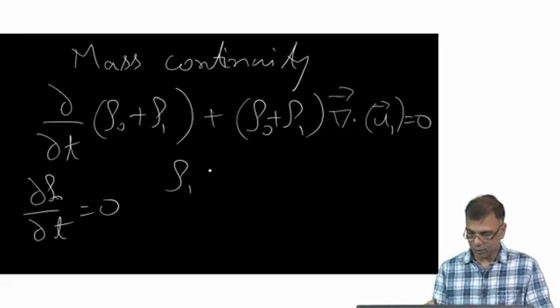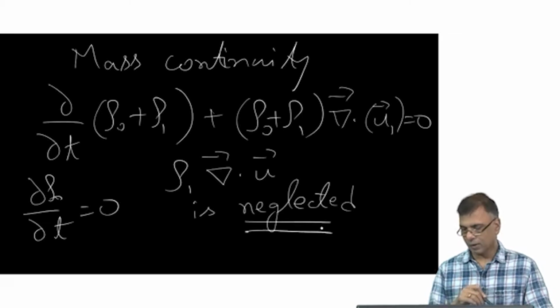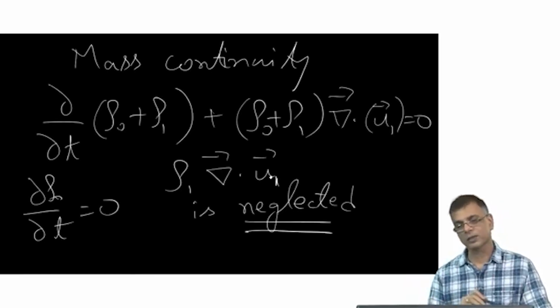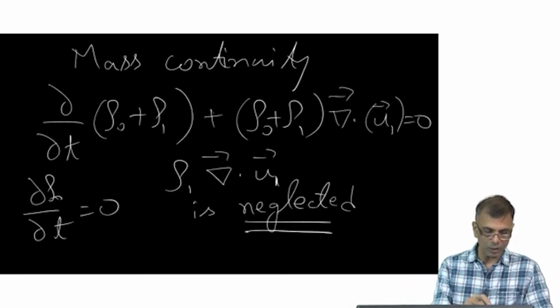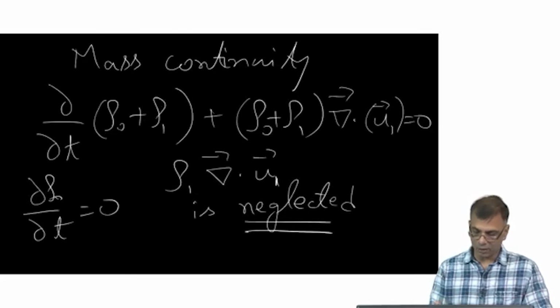And this quantity, rho 1 times u1, is neglected, because this involves in some sense the product of two small quantities. So that's what I mean by neglecting products of small quantities. This is an example of what I mean by that.